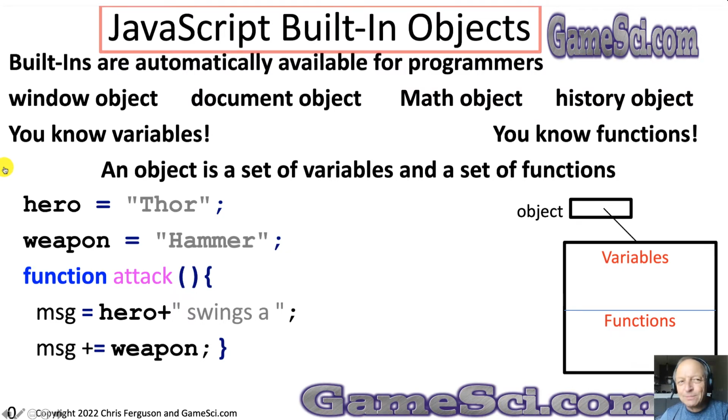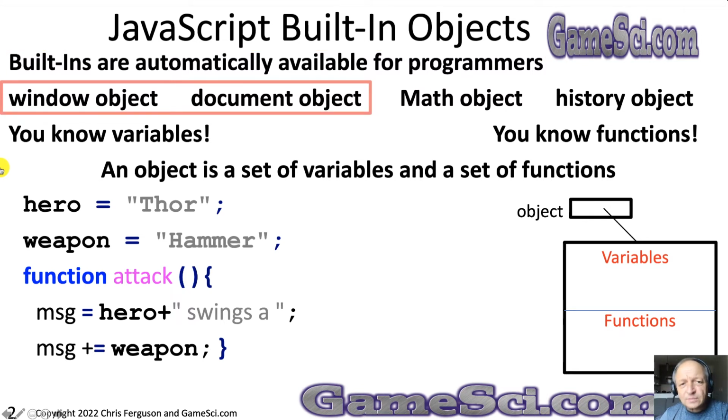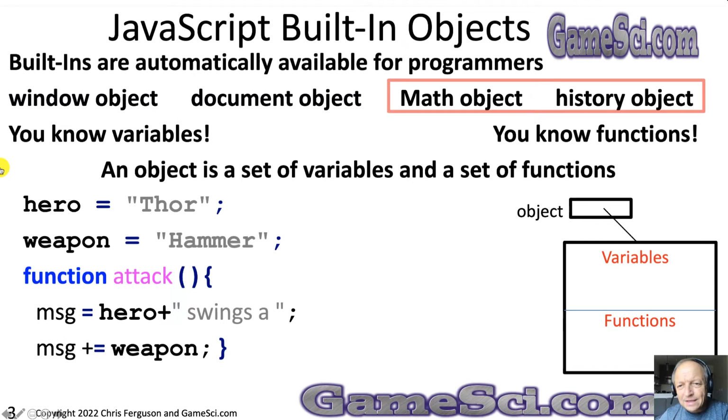JavaScript built-in objects. Built-ins are automatically available for the programmers. You don't have to do anything to use them. They're just there and available all the time. The window object and the document object are things we've already used quite a bit. We'll go into much more detail on them in this slide. The math object and the history object are also built in. We'll concentrate on the math object in this presentation.